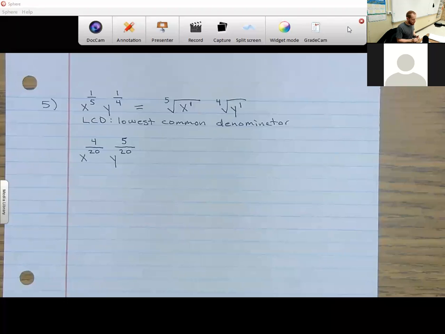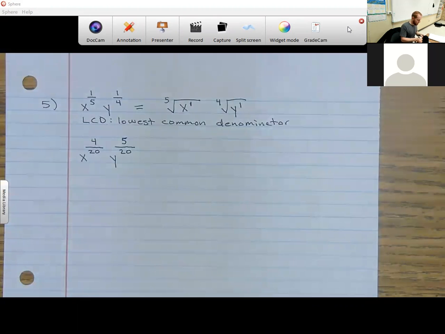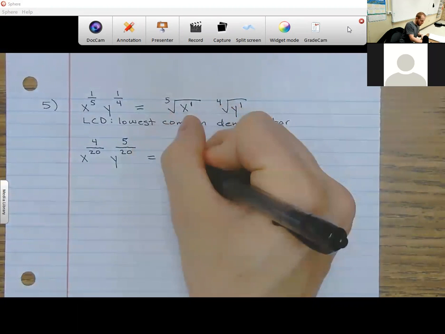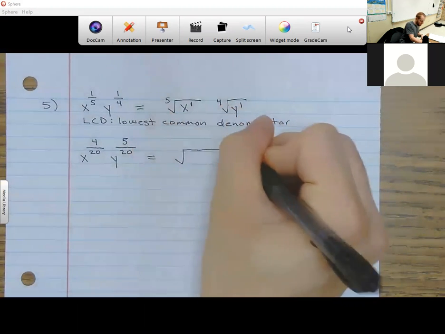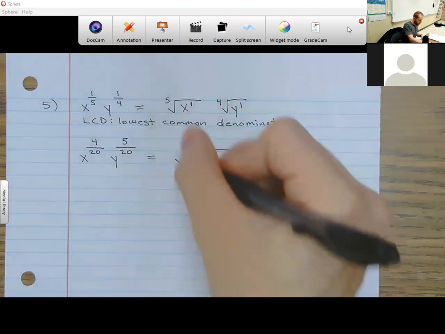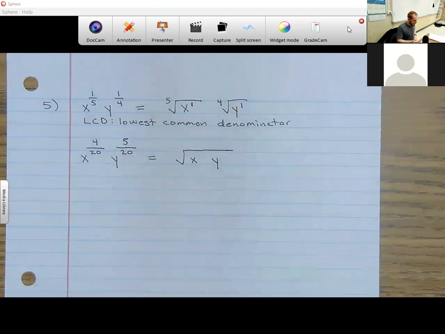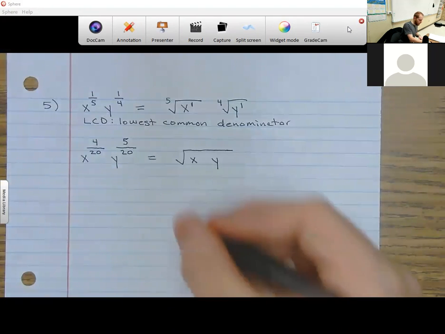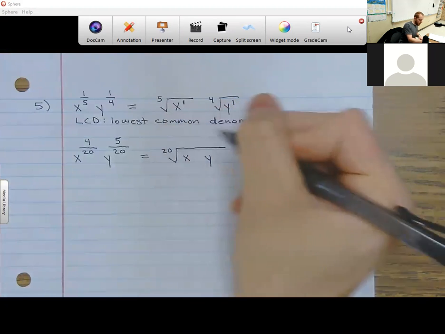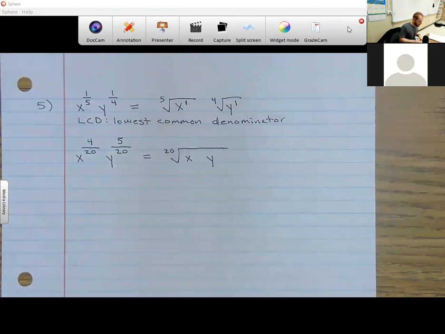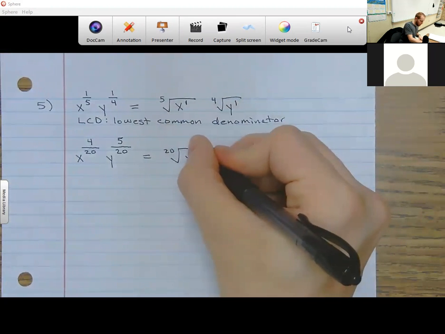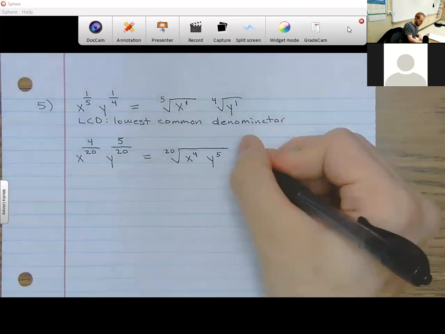I changed my fractions. So now let's write it under one radical. I'm going to have my radical sign. I'm going to have x and y on the inside. And my new index is going to be the denominator, 20. So that's going to go on the outside. And my new exponents are going to be 4 for the x and 5 for the y. And I'm done.